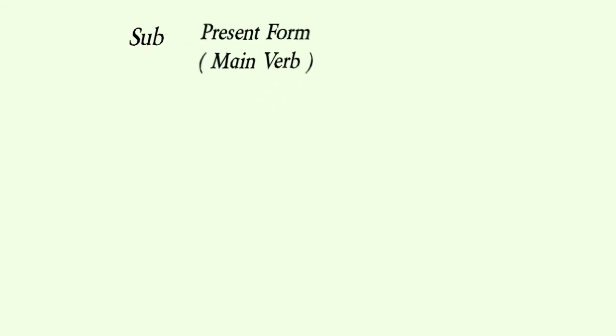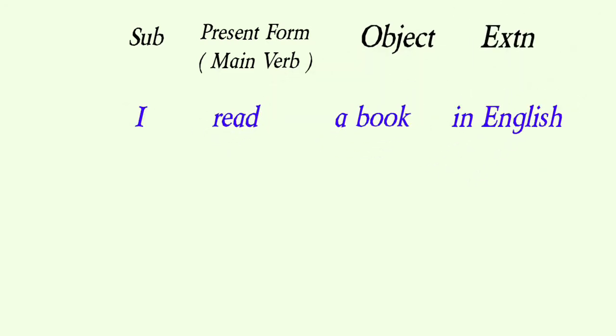Now in the previous class, we have learned about this simple present tense and the sentence construction of it. Now how is the sentence of this simple present tense? There will be a subject, then after that the present form of the main verb, then after that there will be an object and the extension of the sentence. Like if we say, I read a book in English. So here I am placing I in the subject. In the present form of the main verb I am placing read, in the object I am placing a book, and in the extension of the sentence I am placing in English.